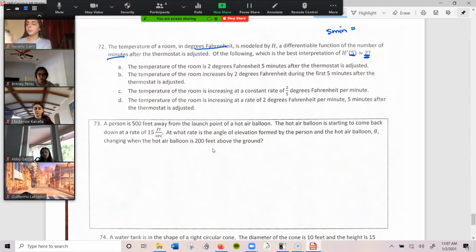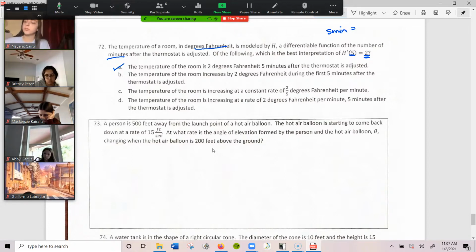The first one says, the temperature of the room is 2 degrees Fahrenheit 5 minutes after the thermostat is adjusted. We just said it's not that it's 2 degrees, it's that it changed by 2 degrees. So it's automatically not A. Additionally, there's no rate. It's not 2 degrees per minute or anything like that.